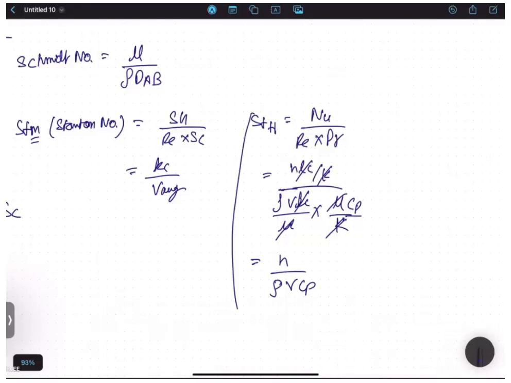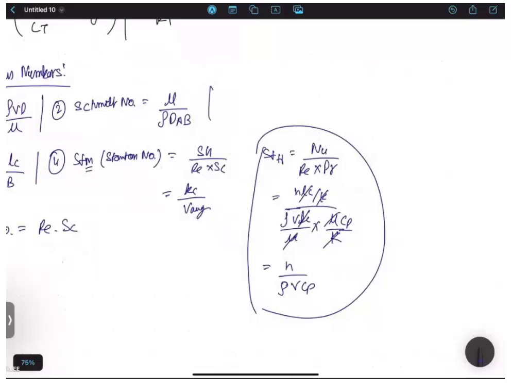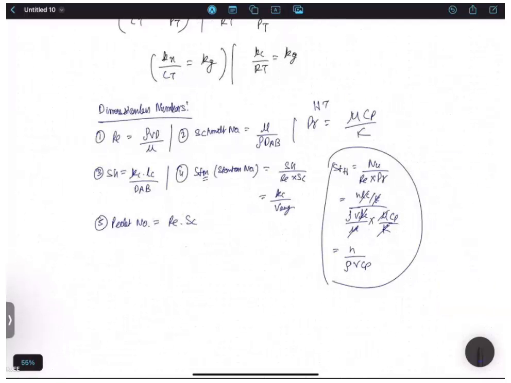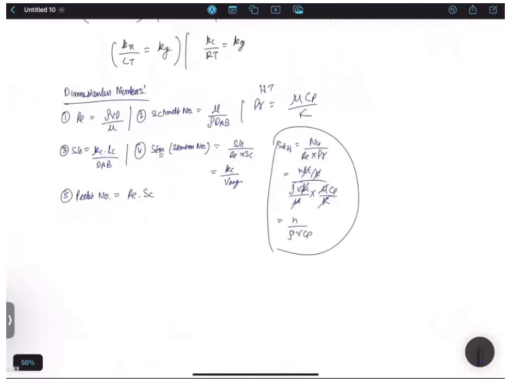This is Stanton number for heat transfer, and this is Stanton number for mass transfer. In place of Schmidt number, we have Prandtl number for heat transfer, which equals mu Cp by k. In place of Sherwood number, we have Nusselt number. Peclet number for mass transfer is defined like this. For heat transfer, Peclet number will be Reynolds number into Prandtl number.